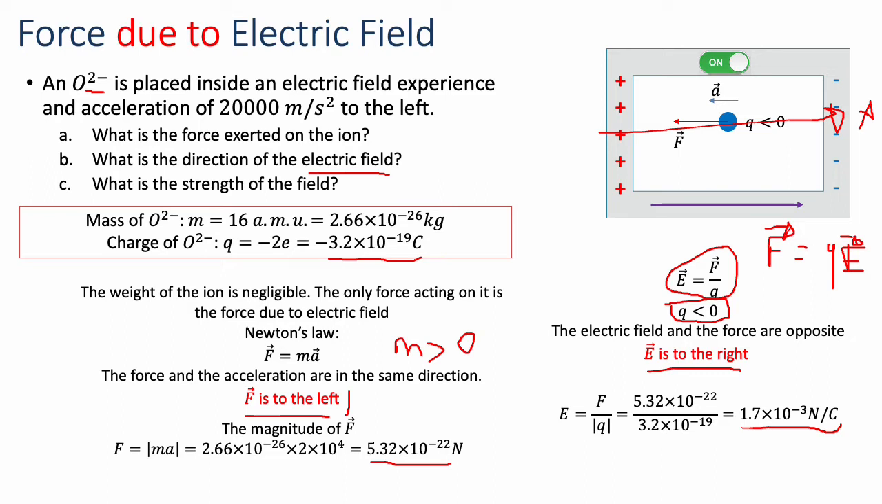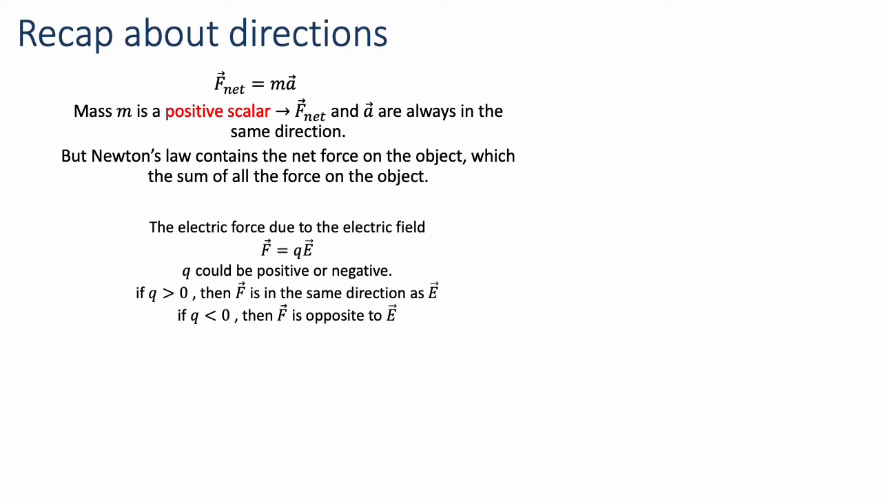Okay, next, let's recap what we have. In any case, if I'm looking at an object, I can always use Newton's law: F net equals ma, and the mass is always a positive number, it's a positive scalar. So F net and a are always in the same direction. But Newton's law is talking about the net force, which is the sum of all forces.